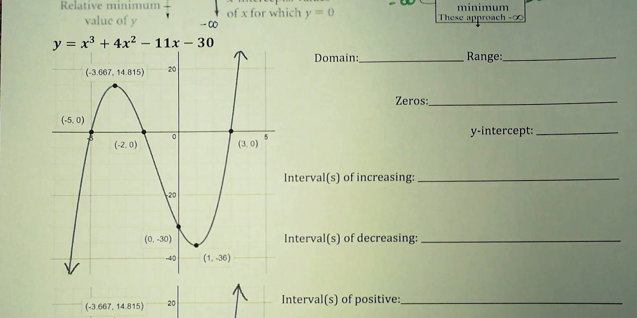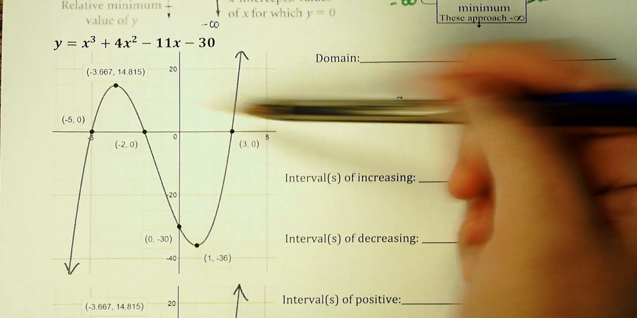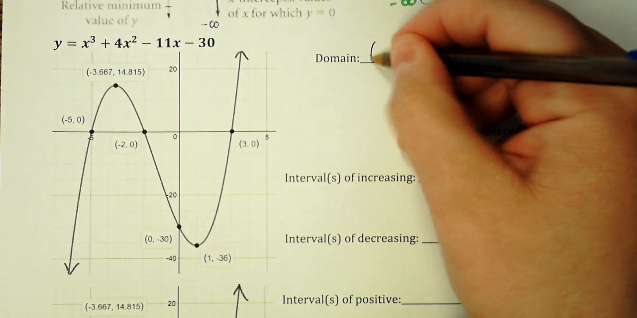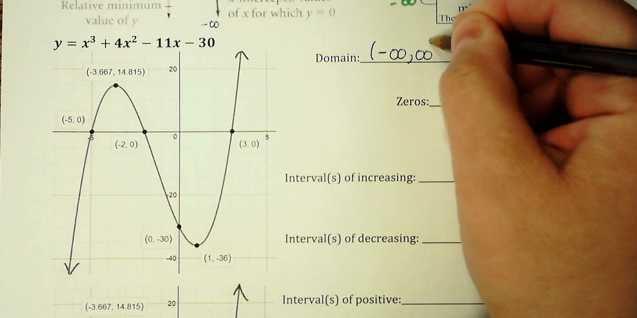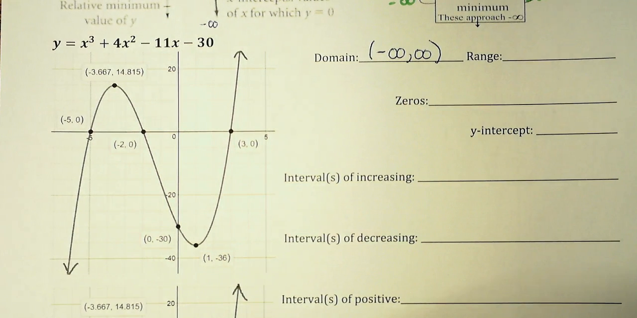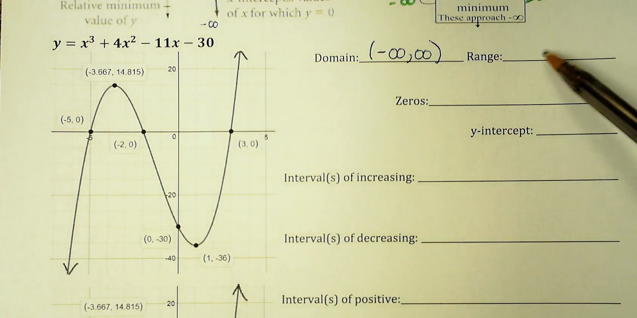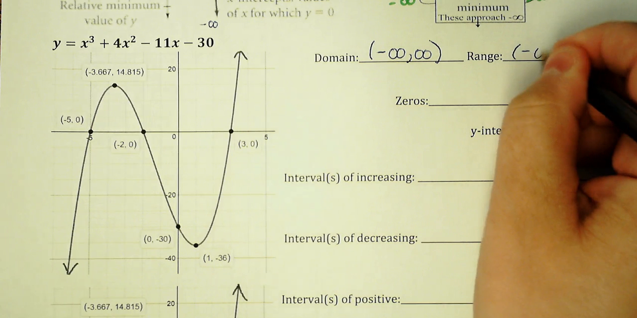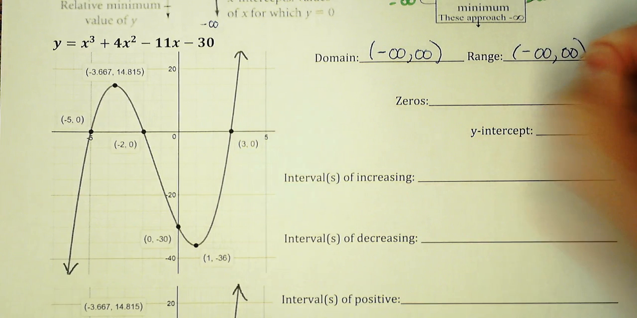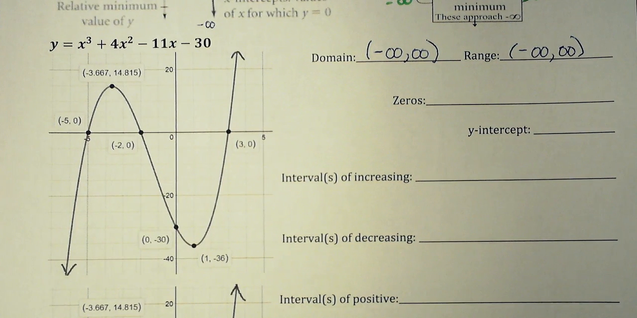Okay, so for this first graph, just in general, this is going to end up going to the left forever, and this is going to go to the right forever. So your domain is going to be all real numbers, or from negative infinity to infinity. We'll cover the whole x-axis. This goes down forever and up forever, so it'll also cover the whole y-axis, so negative infinity to infinity in interval notation.